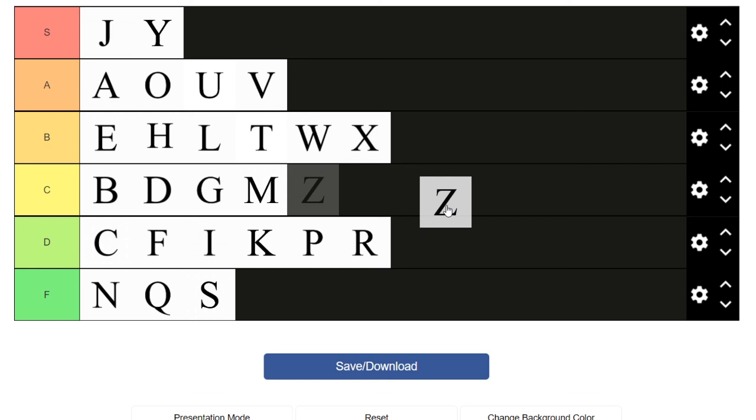Our C tier doesn't have that much. I'm just gonna give it to there, and there we have it. That's our tier list. I just saw that we have presentation mode. Probably would have been a little bit easier.